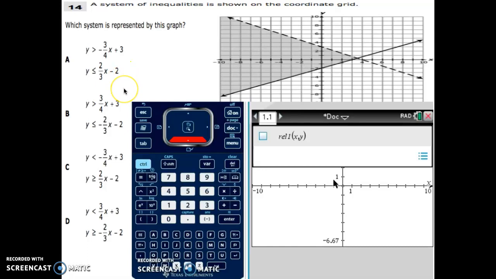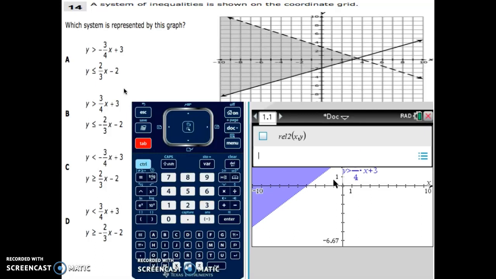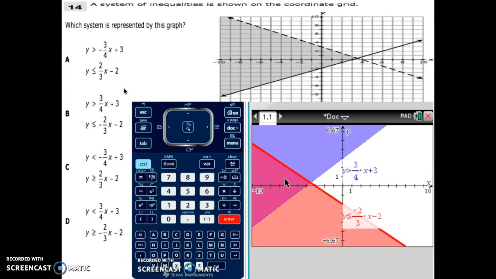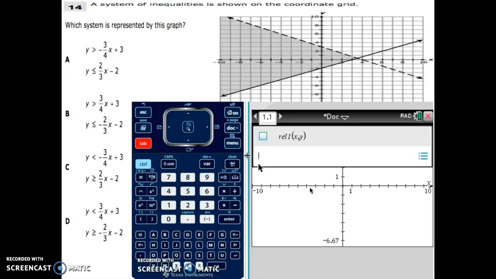So B, we have y is greater than 3/4 x plus 3. So we have this line here. And then y is less than or equal to negative 2/3 x minus 2. Now, again, you delete the equal sign to find your little symbols. This shaded region is not lined up in the correct spot as the other one because way over here, we're on the left side. So it's not B either. Hopefully we don't got to do all four.